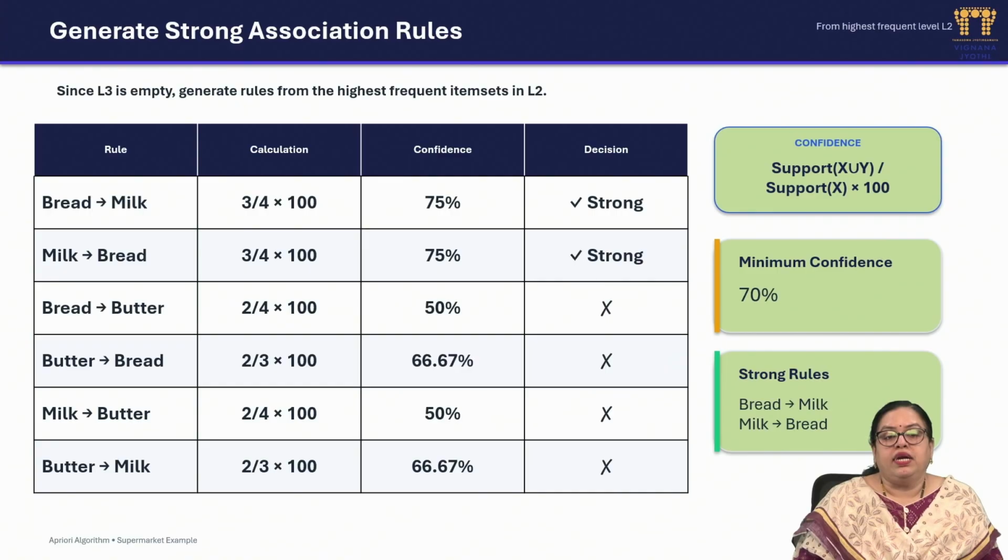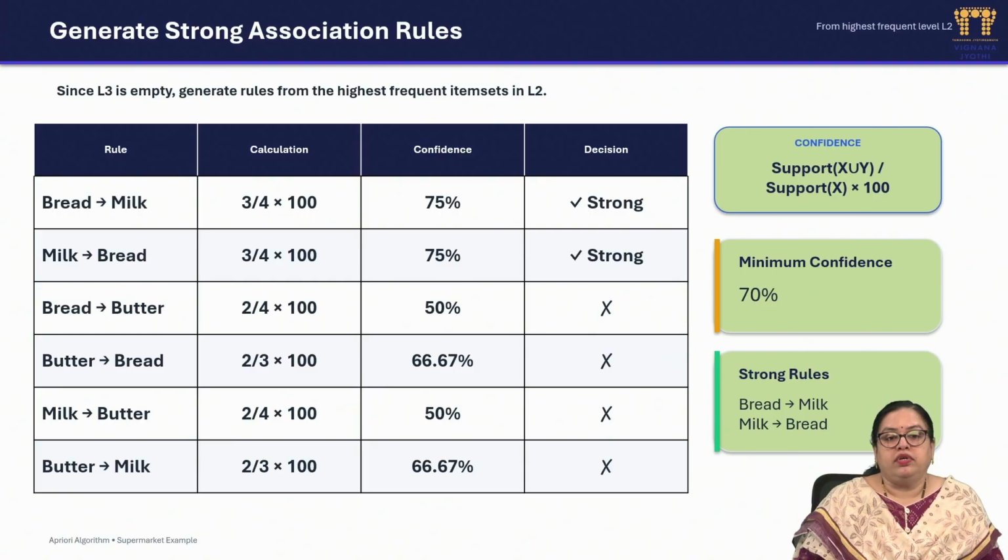Like this in the milk bread also we combined it, and we know that X union Y is the same as Y union X. So 3 by 4 is the same, but divided by 4 because here it is bread. In the previous case it was milk, but here fortunately bread also has the value of 4. So what are we doing? 3 by 4 into 100 which is 75%, which is strong. Like this, we are calculating all these values, bread butter, butter bread, milk butter and butter milk.